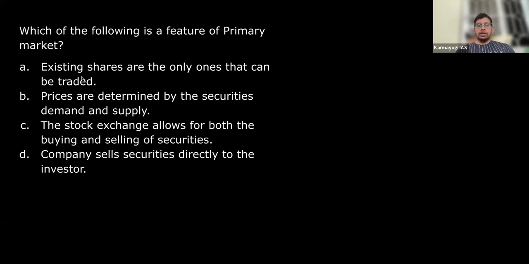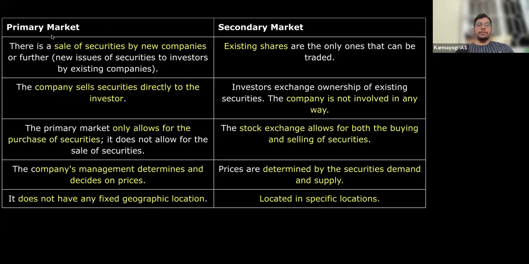Let's see the difference also. In the primary market, there is a sale of securities by new companies, or further new issues of securities to the investors. In the secondary market, there are already existing shares which you can trade. In the primary market, the company sells securities directly to the investor, whoever wants to buy those bonds. There is no exchange. Whereas in the secondary market, we have stock exchanges, and exchange between investors is possible. The company is not involved in any way.